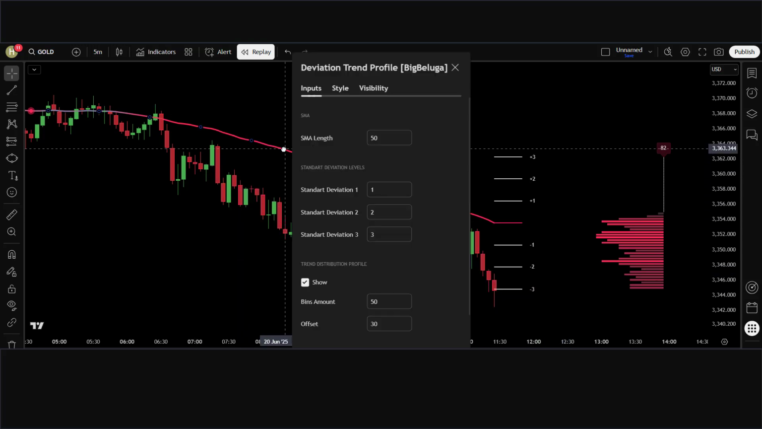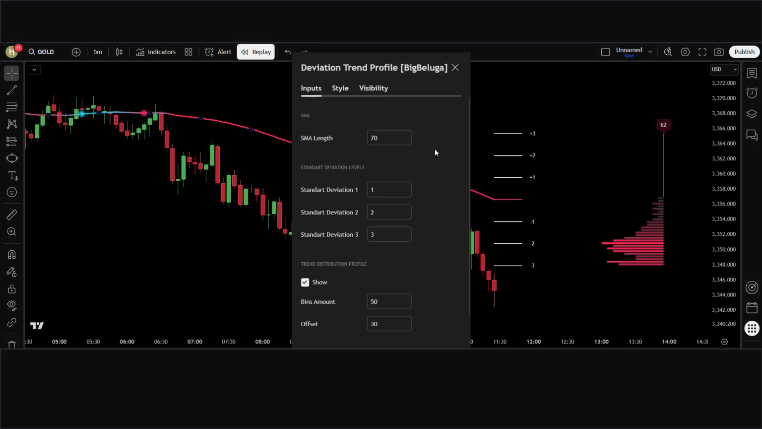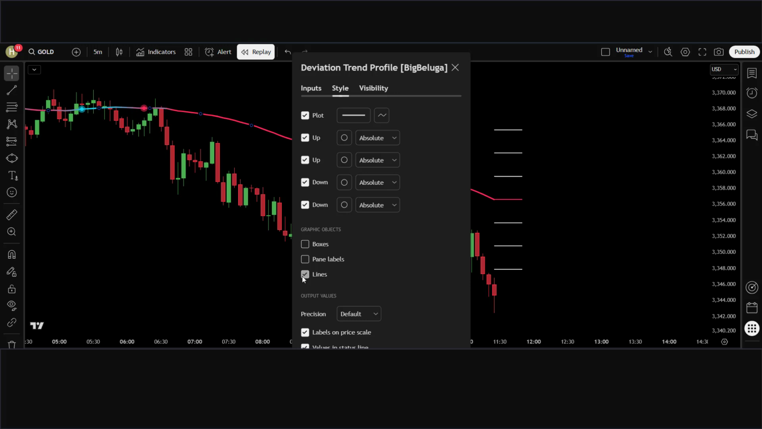Let's change the settings of the indicator. We have to change this SMA length from 50 to 70. Now go to the Style tab and hide some options.